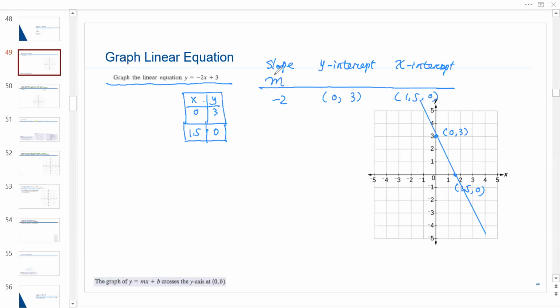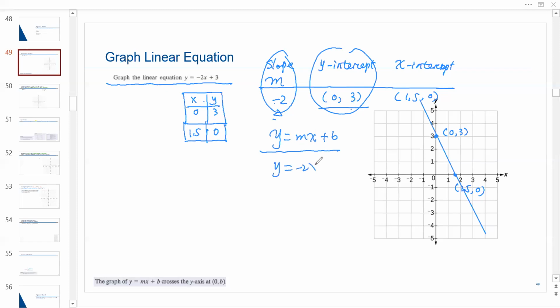Whenever you are given any two of these, for example if they give you the slope and the y-intercept, you can find this linear line. Something like here: the slope is -2, the y-intercept is 0, 3, so it means b is 3, right? So it's y equals -2x plus 3. So we can go back and find this linear line.